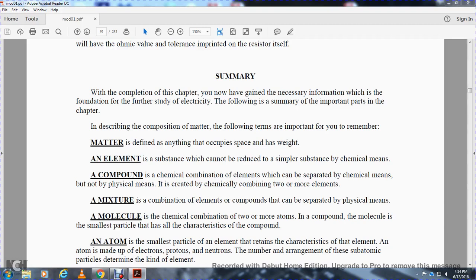Alright, summary of chapter 1. With the completion of this chapter, you have now gained the necessary information for the foundation of further study of electricity. The following is a summary of the important parts that describe the composition of matter. The following terms are important to remember.